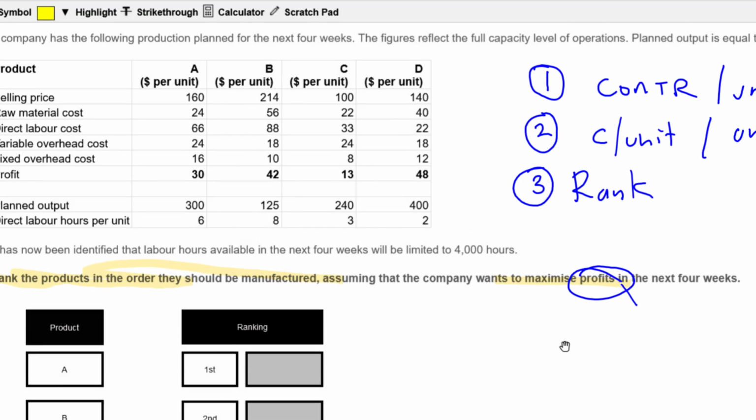We have a profit per unit, and the profit per unit is calculated by subtracting all of these costs off of a selling price. But you know that contribution per unit is only the variable costs. So all we have to do is add the fixed overhead back to the profit. And for A, then we get a 46. For B, we get a 52. For C, we get a 21. And for D, we get a 60.